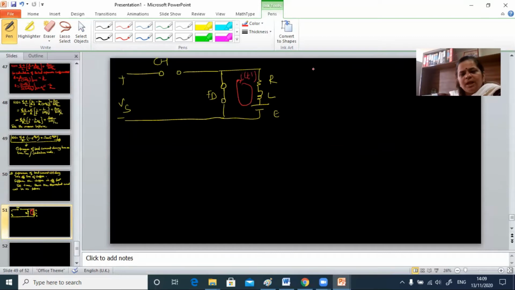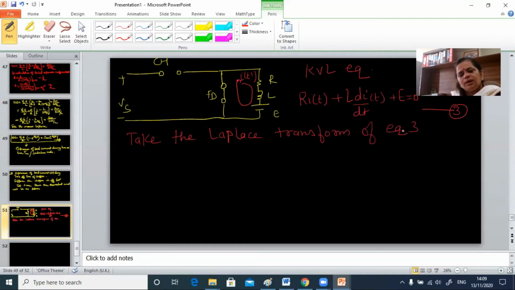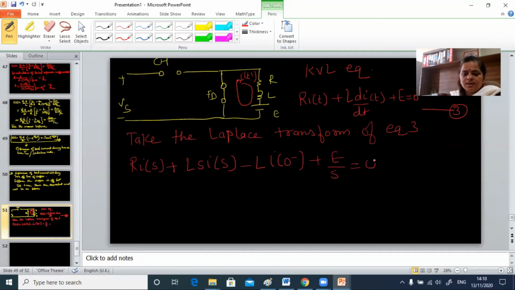Now, if I write the KVL equation, so what equation I will write? R IT dash plus L d IT dash by dt plus E, that is equal to 0. This is equation number 3. Now, take the Laplace transform of equation 3. So what I am going to get? R I(s) plus L s I(s) minus L I0 minus plus E by S, that is equal to 0.